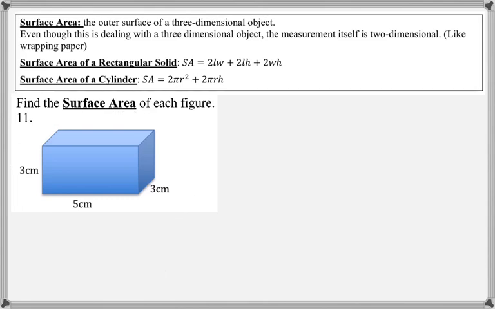And our formula is 2 times the length times the width, plus 2 times the length times the height, plus 2 times the width times the height. And what this is doing is it's actually finding the area of all 6 sides of this rectangular solid, and then it's just adding those areas up.